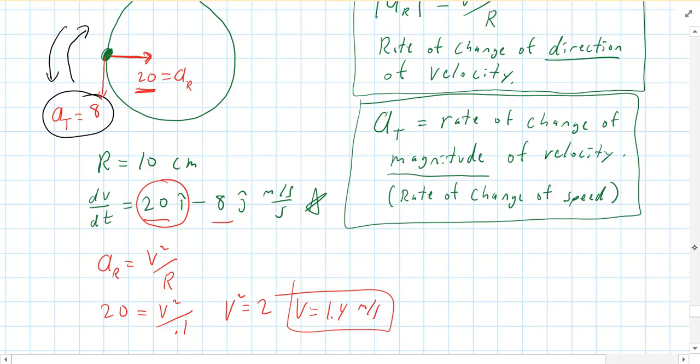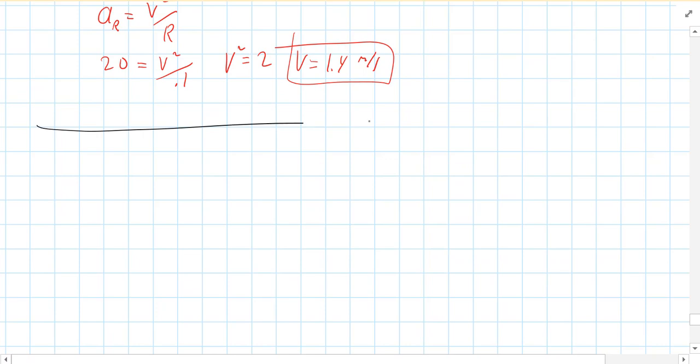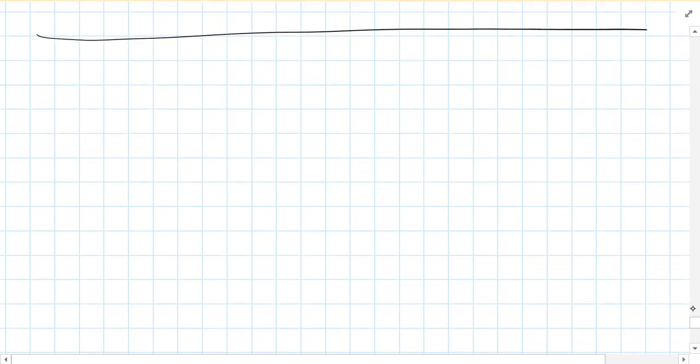Now, for my second example, let's do a similar one. So let's say I give you a circle. Something is traveling in a circle. And this time we don't know the radius of the circle. But I give you the following data.